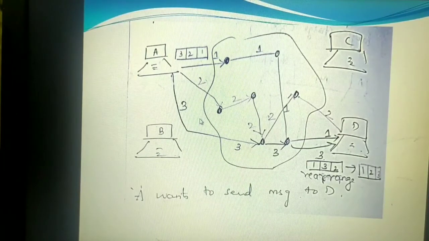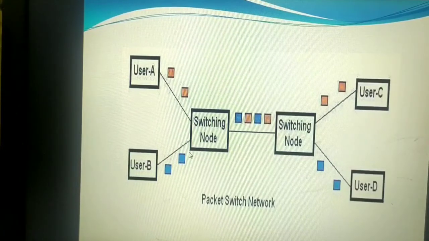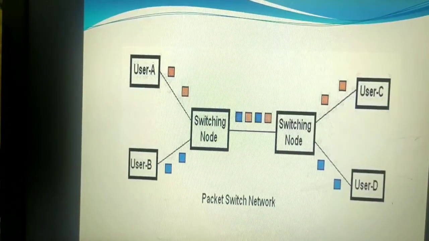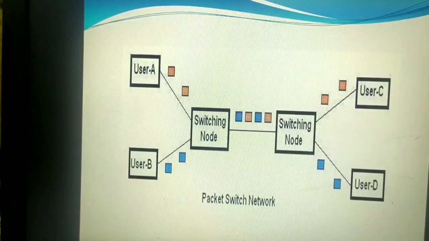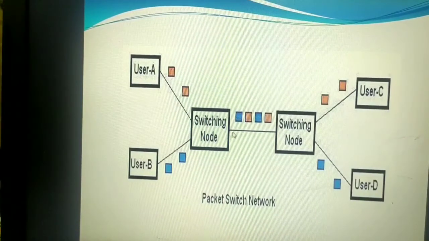Here I also wanted to explain the same thing. Simultaneously, user A and user B are trying to communicate with C and D, but they are using the same link. I already said that in circuit switching, links will be there. At a time 50 users or 100 users might use the same cable to transmit data. Here also A and B are making use of the same path to send their data to C and D respectively.